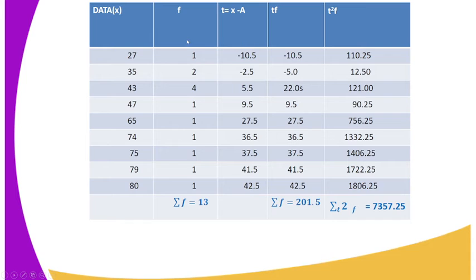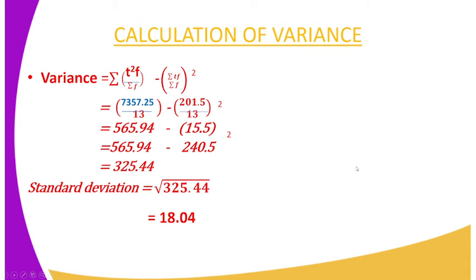And finally, you take the summation. You get the summation of f, and fill it at the bottom part. Then you take the summation of tf, and write it at the bottom part at this area. Then also you take the summation of t squared f, and fill it at the lower part as 7357.25. Then from there you apply the formula which is well illustrated for you here.